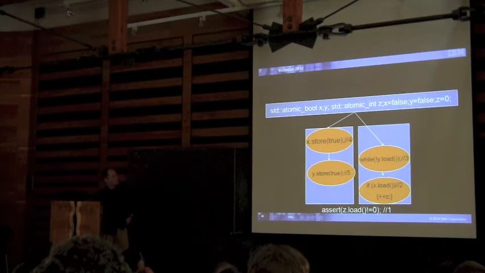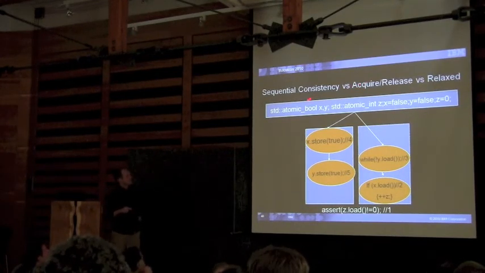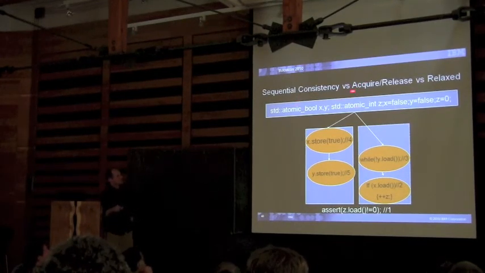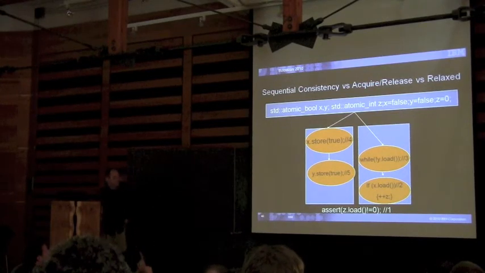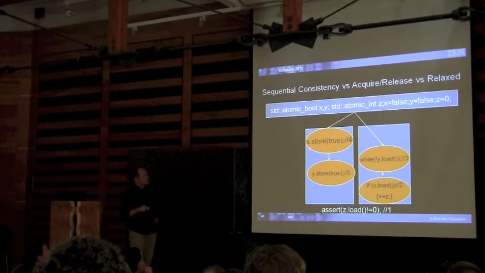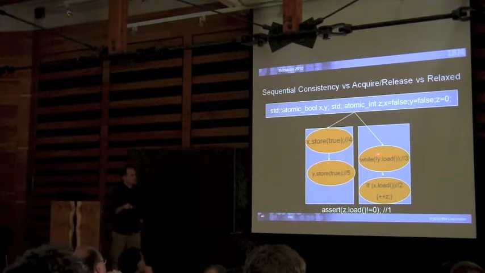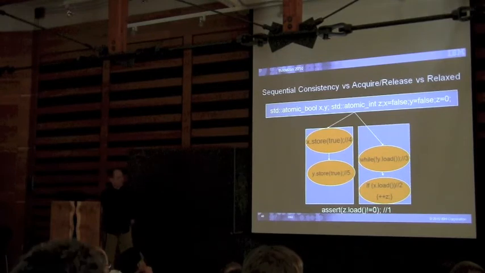One thing I wanted to do is slightly change the title of it, because maybe I'm using it in a different way than he was. We've got relaxed on one end, sequential consistency on the other, and acquire-release in the middle, and we want to figure out what that means. One thread is going to set X, then set Y. The other thread is going to wait around for Y, sit there until Y got set, and then see what X is.